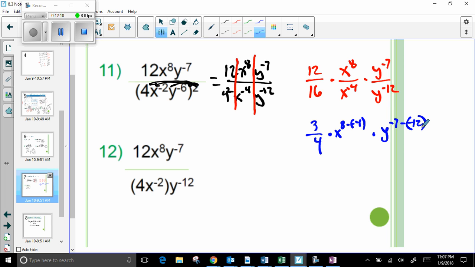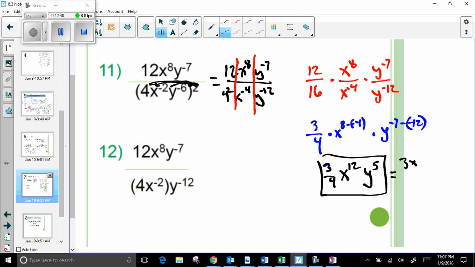Well, eventually this is all going to work out. I get 3/4. 8 minus a negative 4 is actually 8 plus 4, and that's x to the 12th. And then negative 7 plus 12 is actually going to be y to the positive 5th power. It's interesting how it all ends up working out. Another way of writing this would be 3x to the 12th, y to the 5th over 4. Either one of those would be just fine.